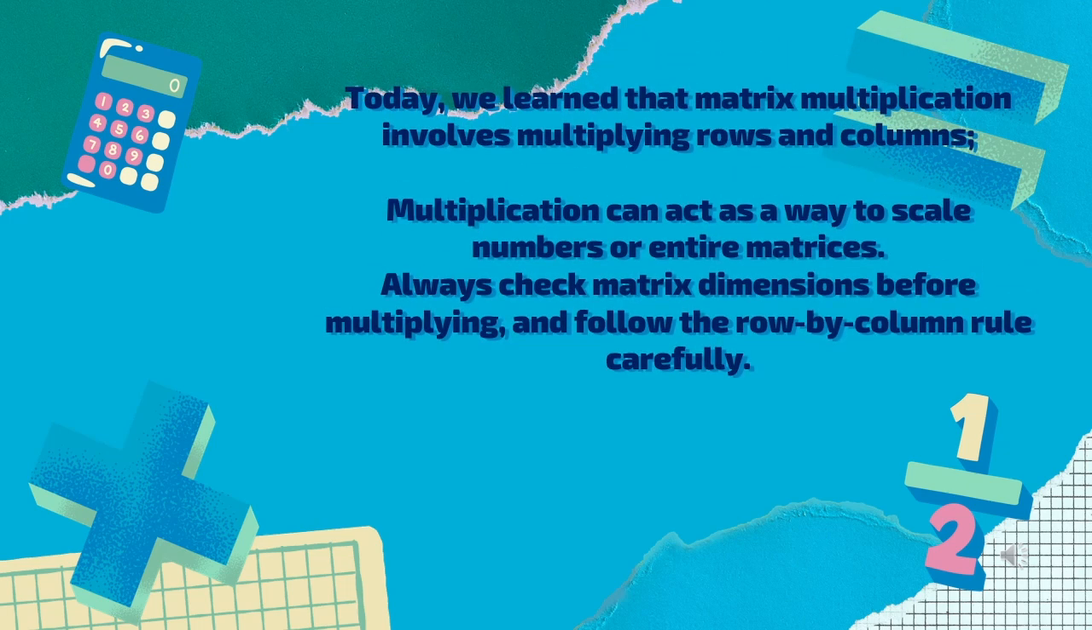Today, we learned that matrix multiplication involves multiplying rows and columns, and that multiplication can act as a way to scale numbers or entire matrices. Always check matrix dimensions before multiplying and follow the row-by-column rule carefully.